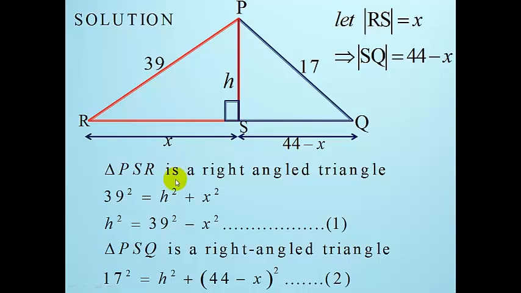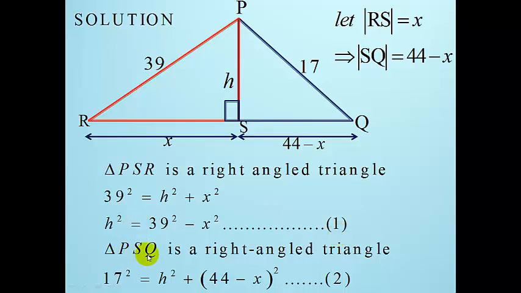So now, triangle PSR is a right angle triangle. From Pythagoras theorem, the square of the longest side, that is 39, is equal to the sum of the squares of the other two sides, that is x and h. So 39 squared is equal to h squared plus x squared. Making h squared the subject, plus x squared on the right hand side becomes minus x squared on the left hand side, which can be written as h squared is equal to 39 squared minus x squared. So let this be our equation 1.